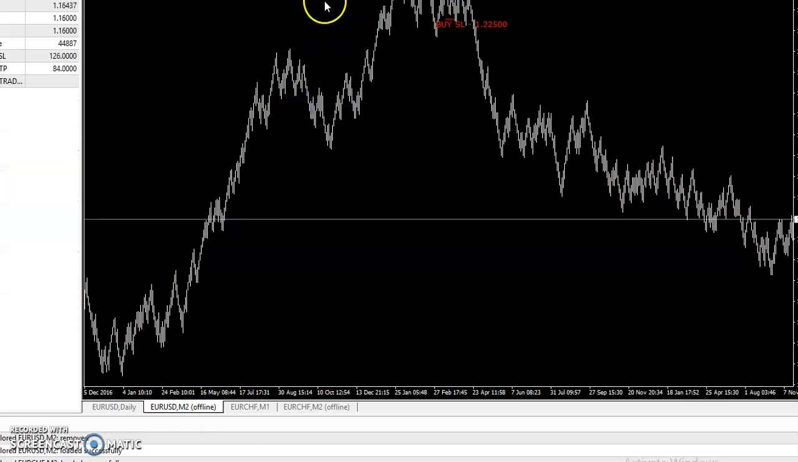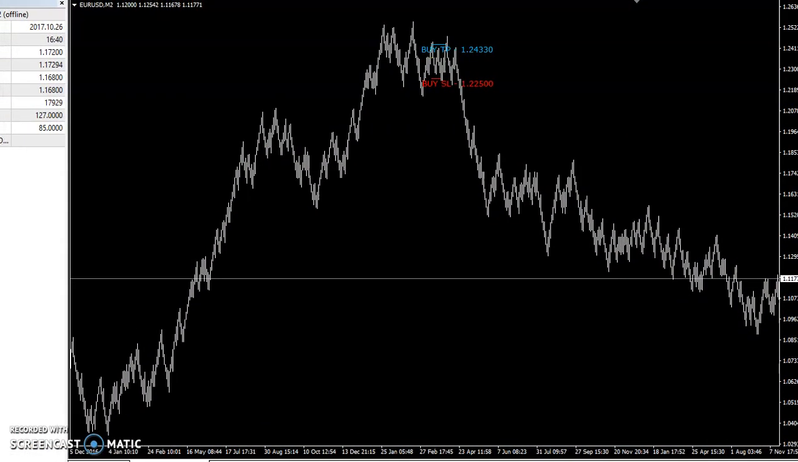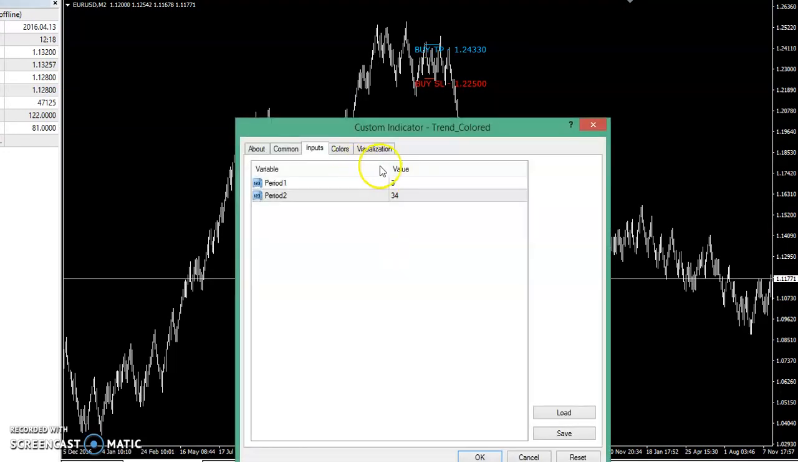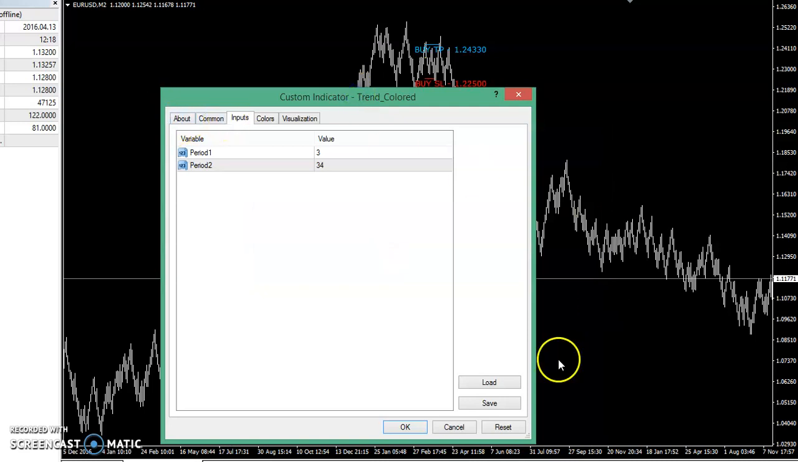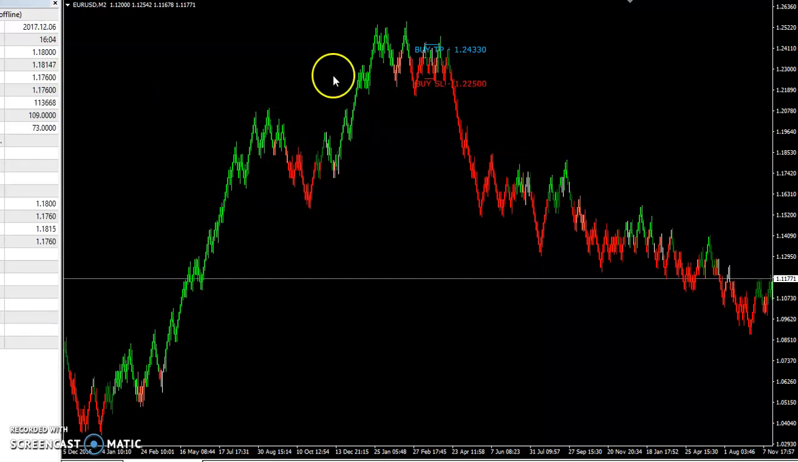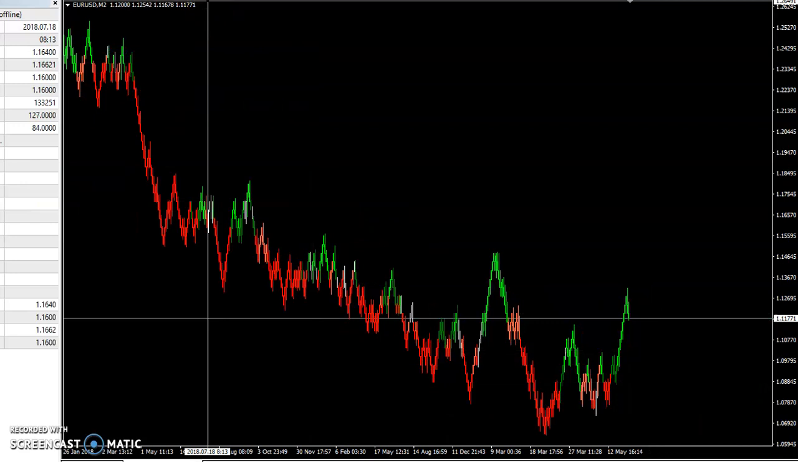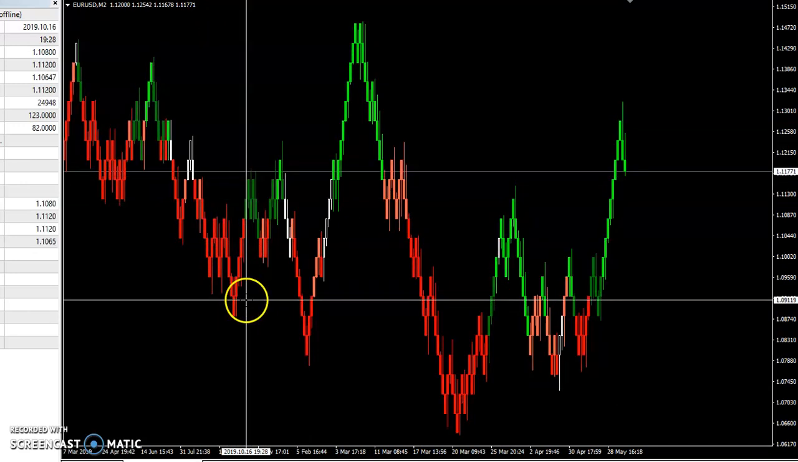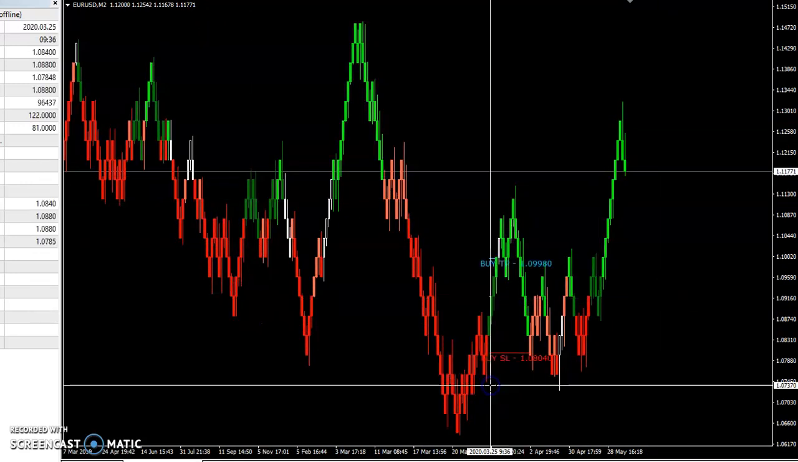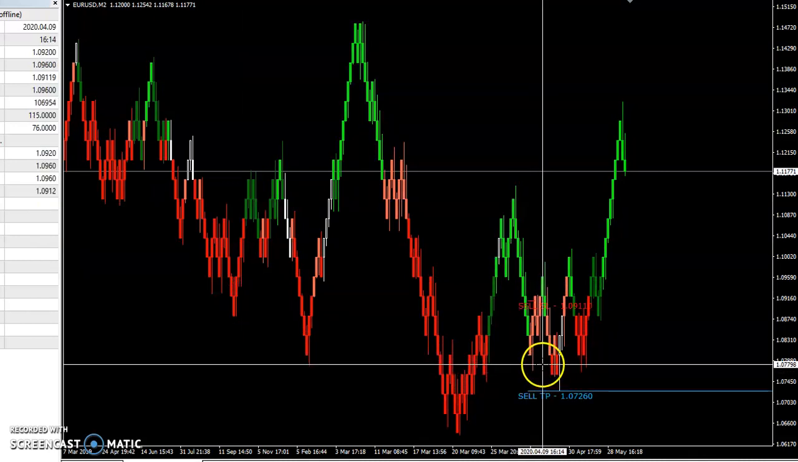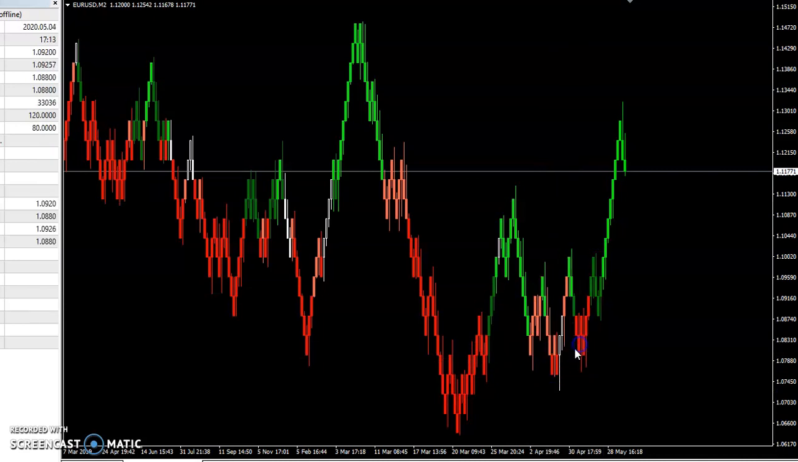Okay, so trend color, this is what it looks like. It has two settings, just 3 and 34 is the default. So let's put it on here first. When we first put it on, it doesn't look too bad, but it looks pretty bad once the market gets choppy. So this is a loss, that's a loss, that's a loss.